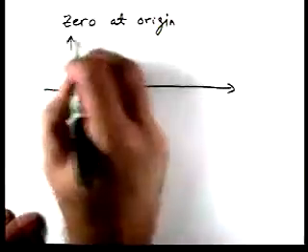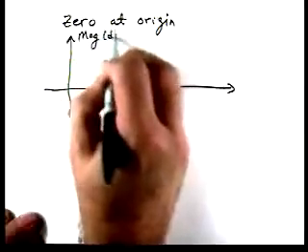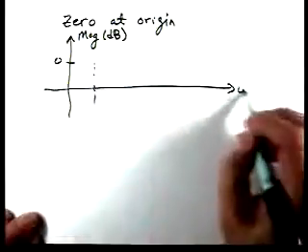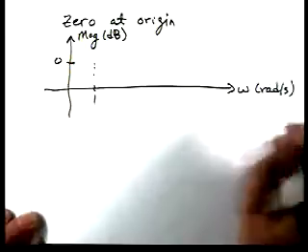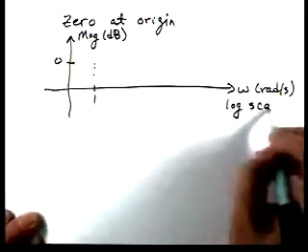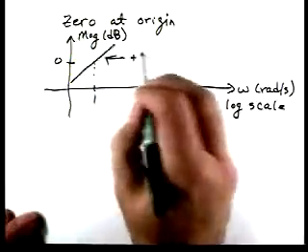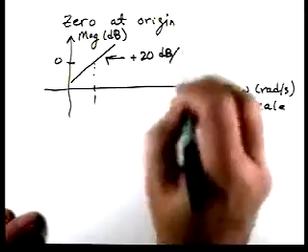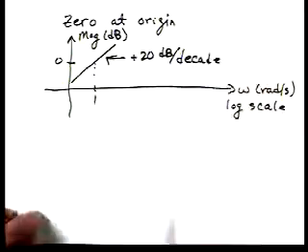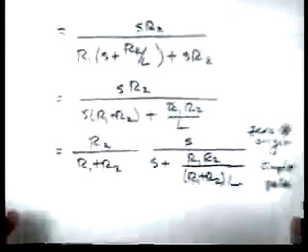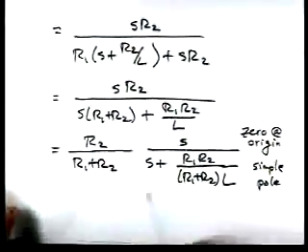So we know for a 0 at the origin, for instance, we know the magnitude characteristic is something like this. It has a gain of 0 dB at omega equal 1. So we have omega in radians per second. We're sketching with a log scale. We know it has a slope of plus 20 dB per decade. We also have a gain expression out here.